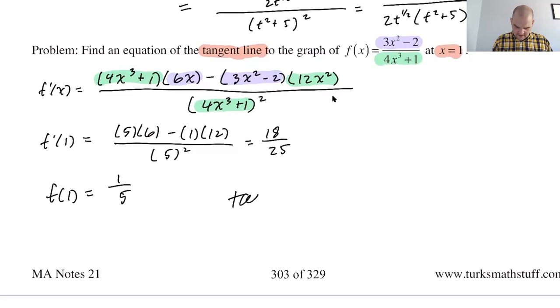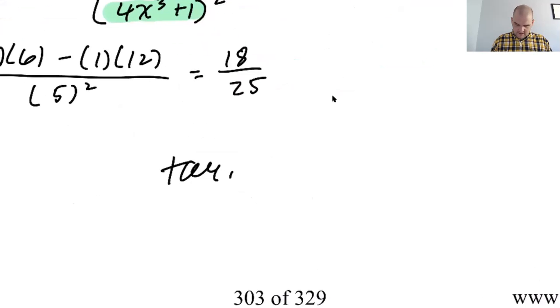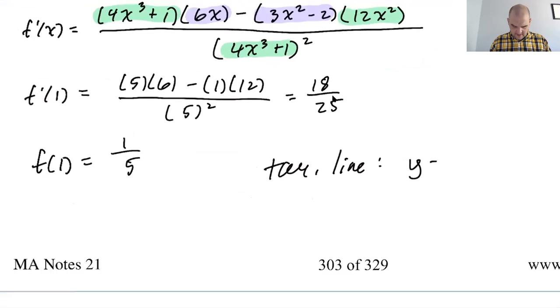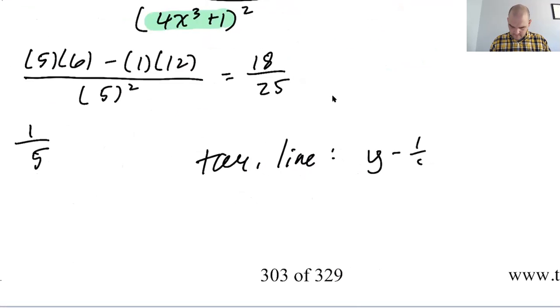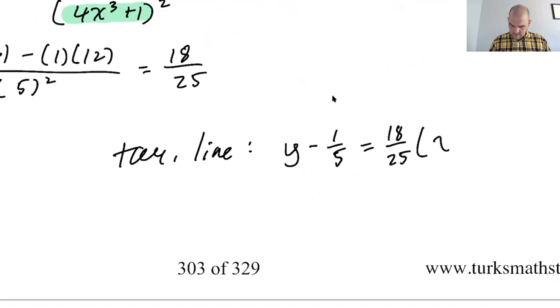Okay, so tangent line. It's like when it gets zoomed in too much, my handwriting gets even worse. Tangent line. So it's going to be y minus 1/5 equals the slope, which is 18/25, quantity x minus 1.